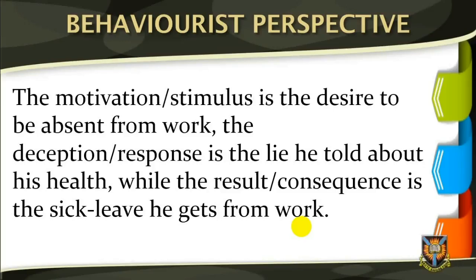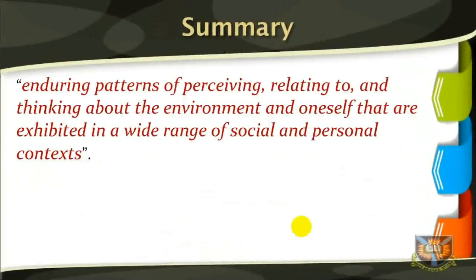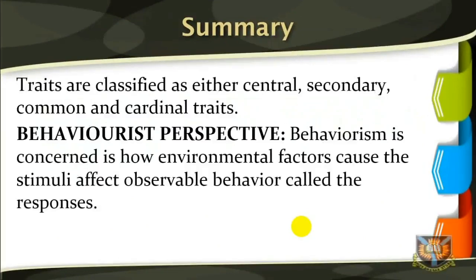Study session summary. Traits are genetic characteristics or quality that distinguishes individuals or group of people from others. According to the Diagnostic and Statistical Manual of the American Psychiatric Association, personality traits are enduring patterns of perceiving, relating to, and thinking about the environment and oneself that are exhibited in a wide range of social and personal contexts. Traits are classified as either central, secondary, common, and cardinal traits.